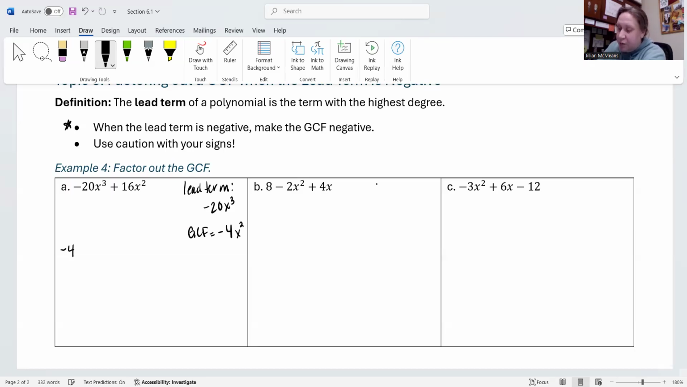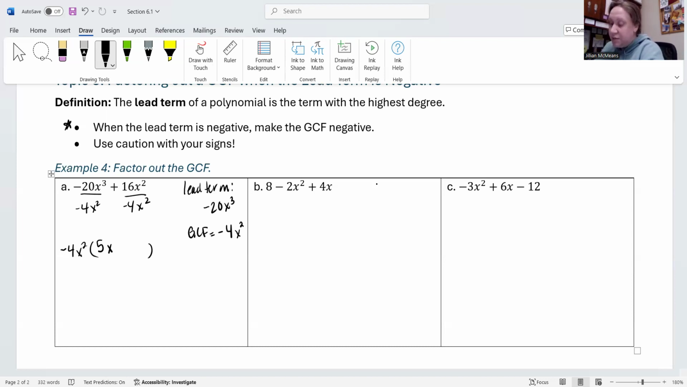So I'm going to go ahead and prep for my final answer. I know my final answer is going to be the GCF itself times the quotient when I divide the polynomial by the GCF. So I'm going to go up here and divide each term of the polynomial by the GCF. So for the first term, negative 20 divided by negative 4 is positive 5. And then x to the third divided by x squared. Remember, that's a quotient rule. We keep the base of x and we subtract the exponents. 3 minus 2 is 1. We don't write the exponent of 1, but know it's there.